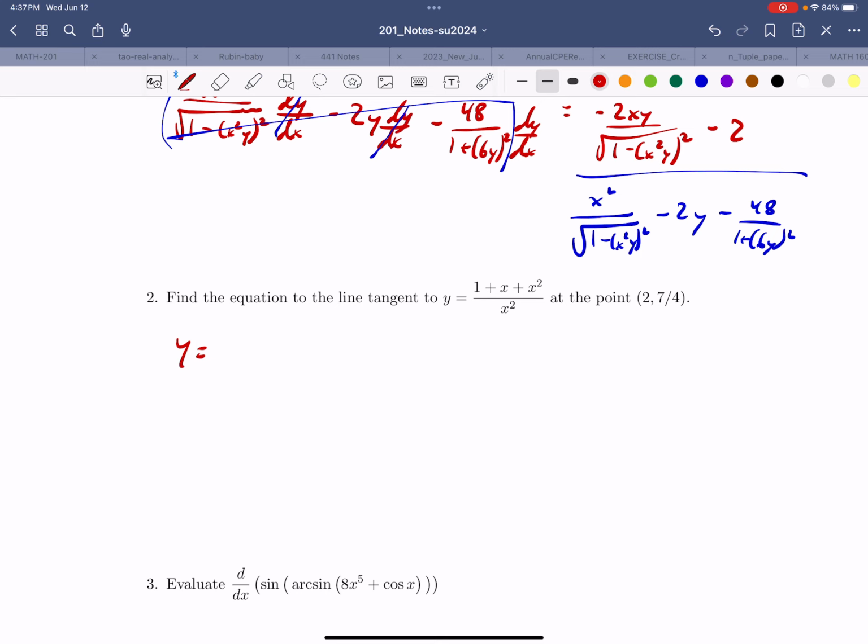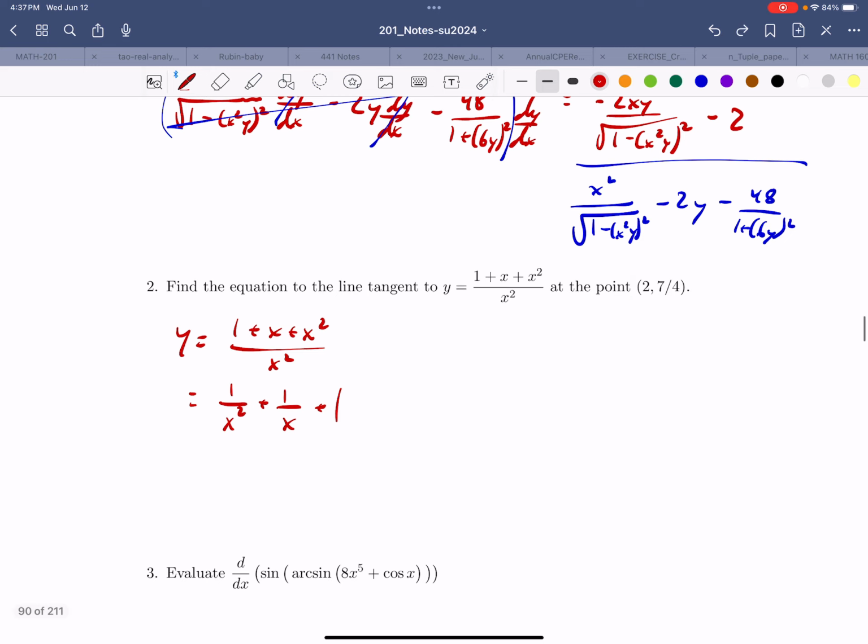And it's worth noting that y equals this, but it really equals 1 over x squared plus 1 over x plus 1, right? And we're allowed to do that, right? We're not dividing by 0. Like, we're not really changing any answers, right? We're at the point 2, right? So anyway, we've got this.